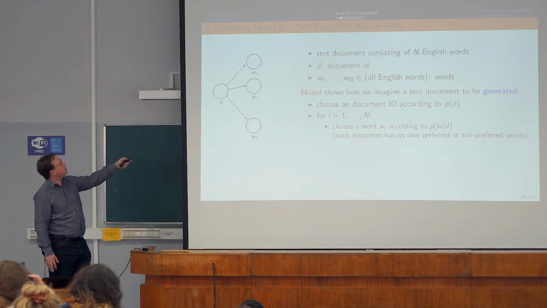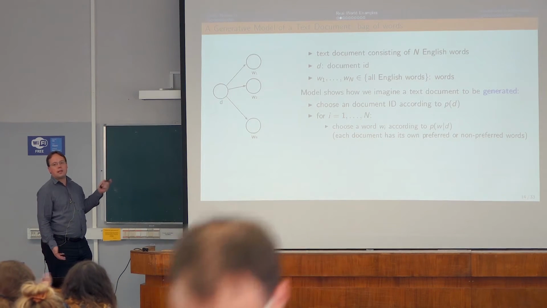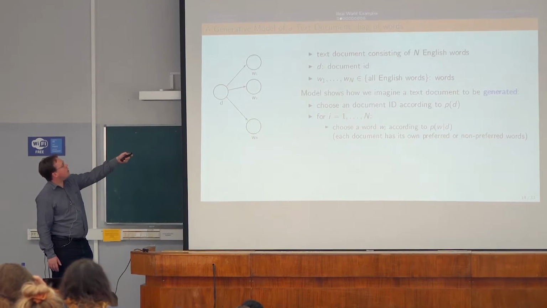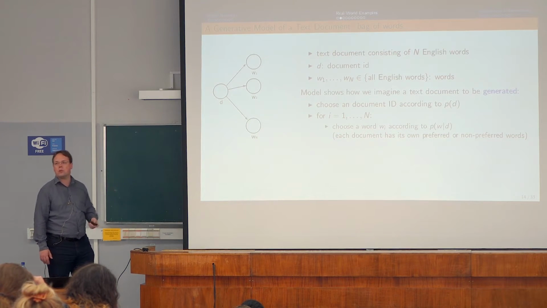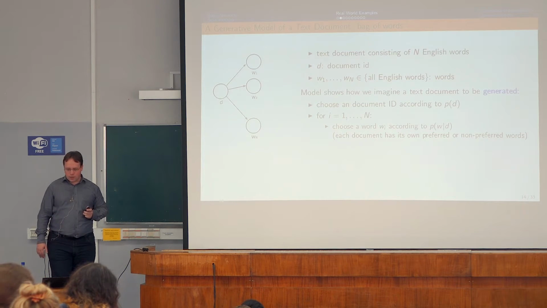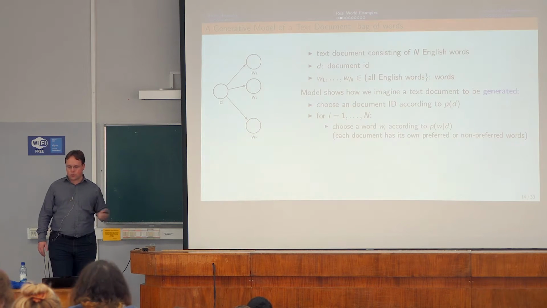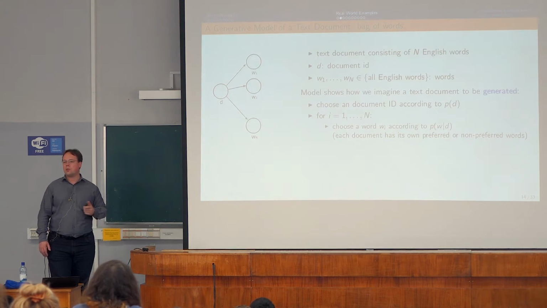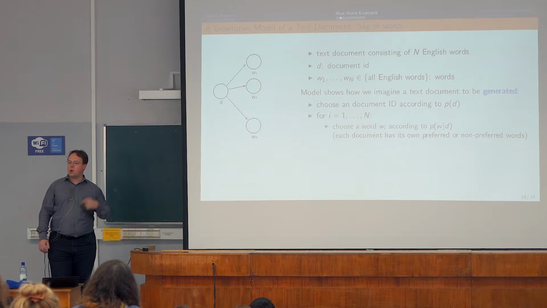So the process for generating a document from this thing would be, first you choose your document ID from all possible ones, and then for each of these arrows, you randomly choose a word according to the distribution, and that would have given you a random instance of a text document. So it's a word according to the distribution of words in that document. Each document has its own preferred words. Some documents talk about these words, some documents talk about other words, but that's the only thing that we impose. Some words are more likely in this document than others.